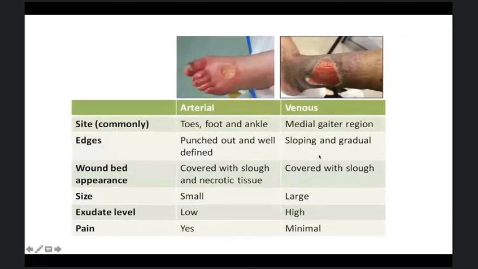The size of arterial ulcer is small, while the size of venous ulcer is larger. Exudate is low in arterial ulcer and high in venous ulcer. Pain is present and severe in arterial ulcer, and minimal in venous ulcer, though in some cases of venous ulcer it may be severe, especially when there is infection and cellulitis.